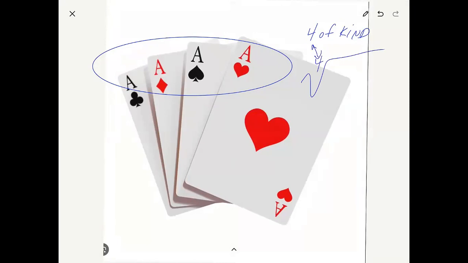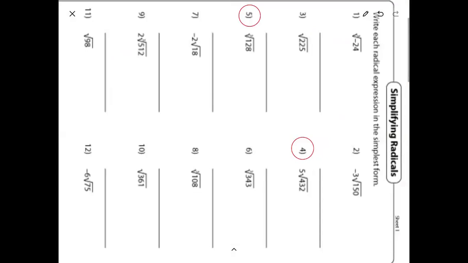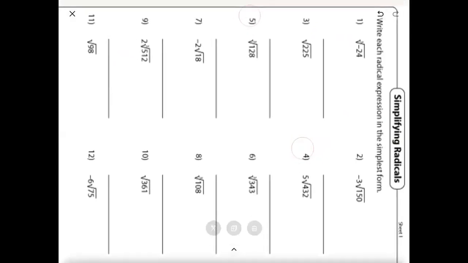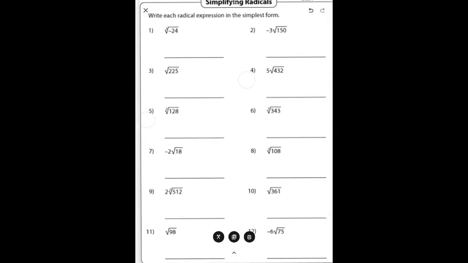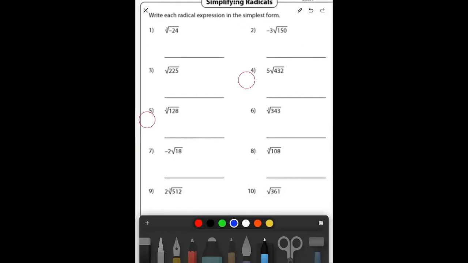So now let me show you how I'm going to use that idea. So let me get this oriented so you can see it. So I am going to do a couple examples from here.